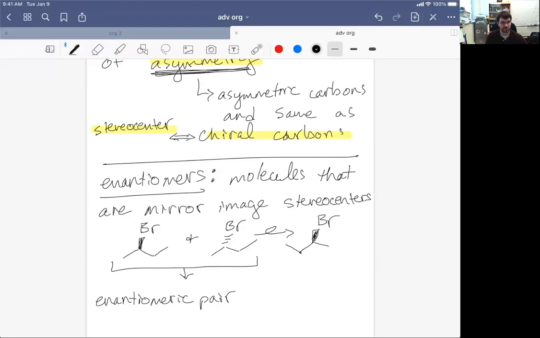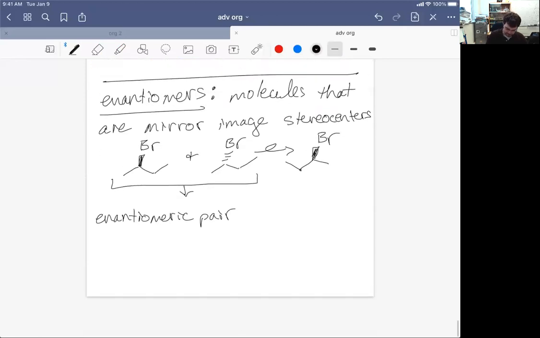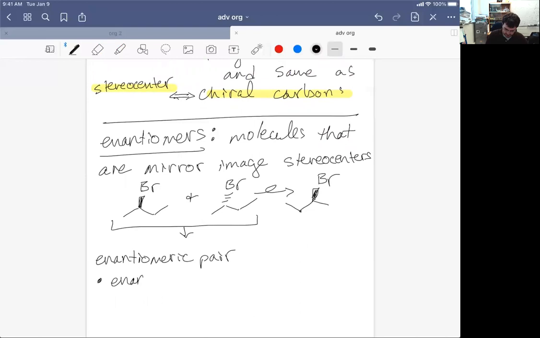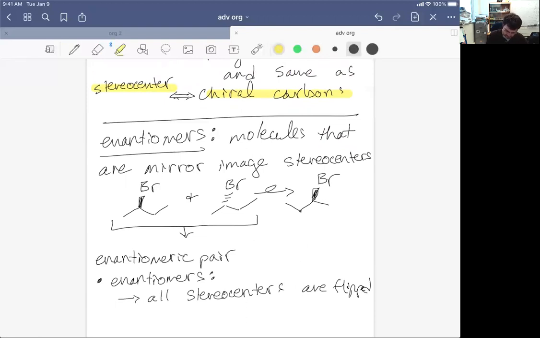Any of these molecules or their depictions by themselves, you wouldn't say is an enantiomer. You wouldn't just look at one molecule and say, that's an enantiomer. You have to say an enantiomer of what? So you have to draw some sort of comparison point. With enantiomers, all stereocenters are flipped. All is the key word. So all stereocenters are flipped. The molecules are mirror images. And a chiral molecule can have only one enantiomer.